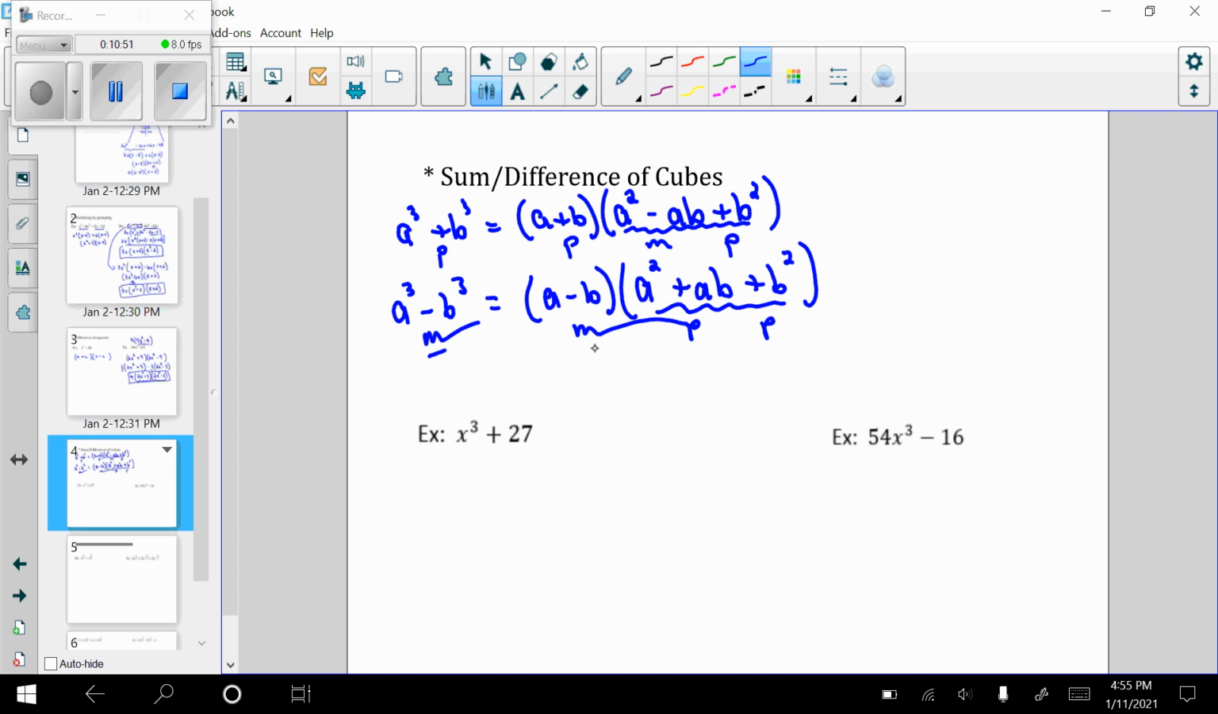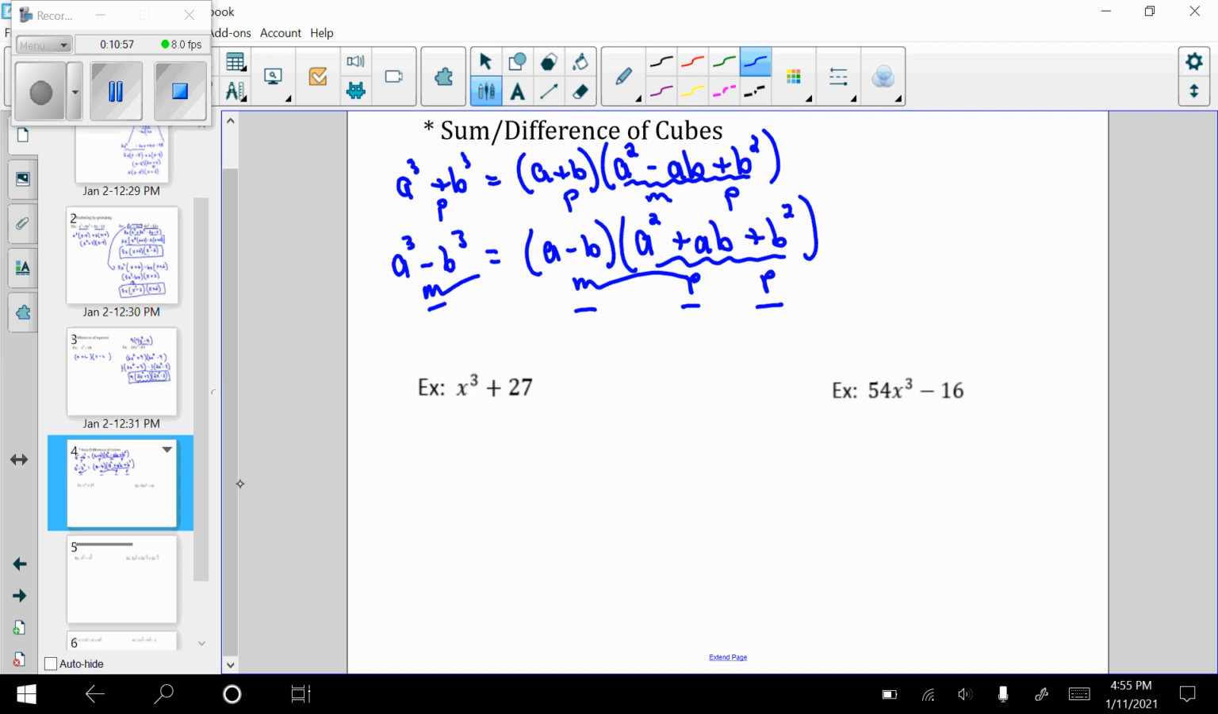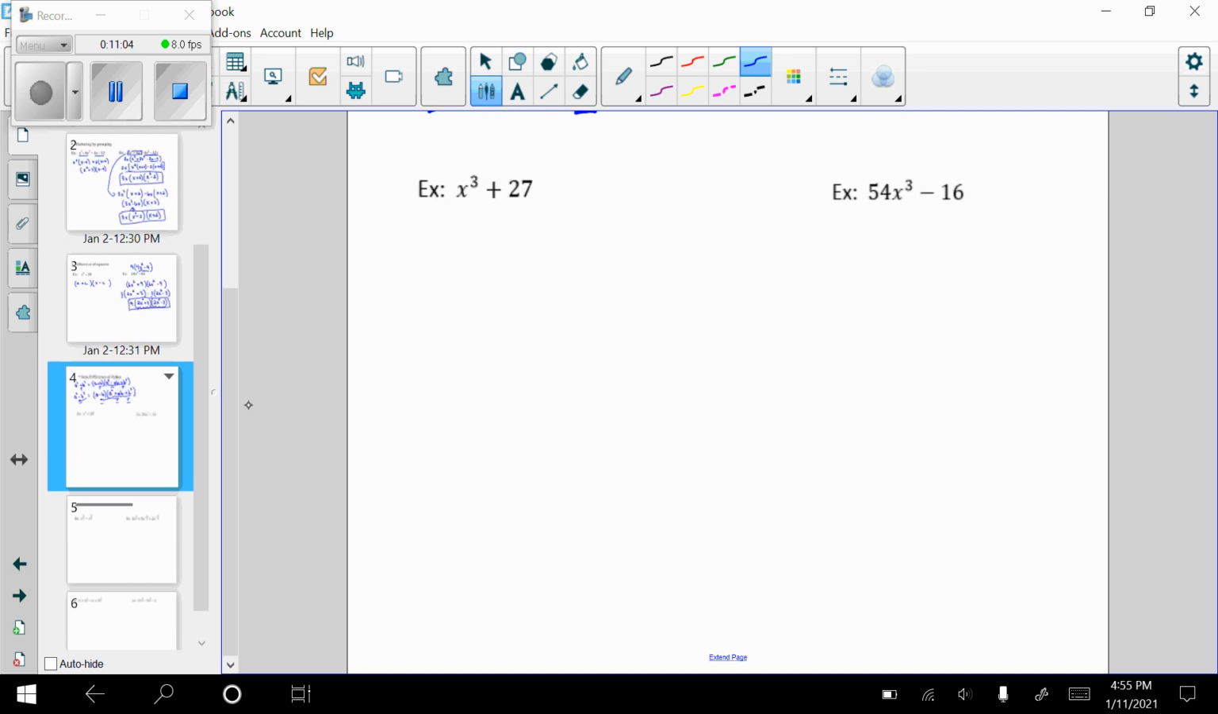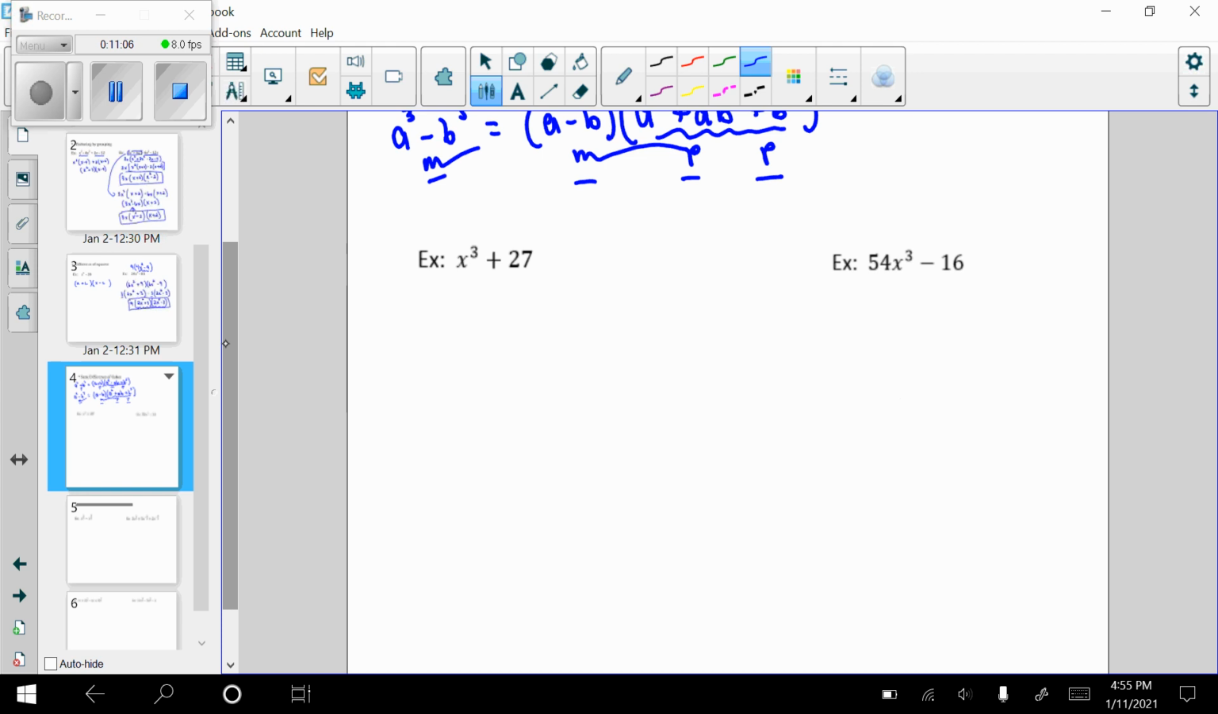So I think of "my mother paints pictures." You can come up with your own mnemonic devices for the pluses and the minuses, the P's and the M's, but that's what I was taught when I was in school. All right, so we're going to factor these completely. The cube root of x cubed is x, and the cube root of 27 is 3. Those are the two numbers that are going to be the A's and the B's.